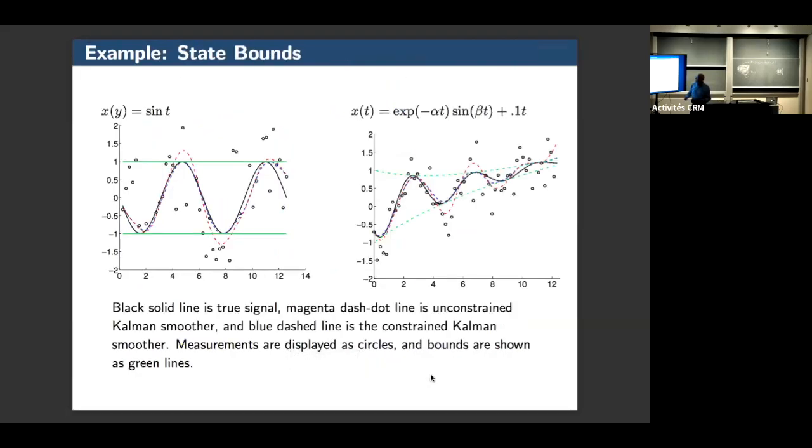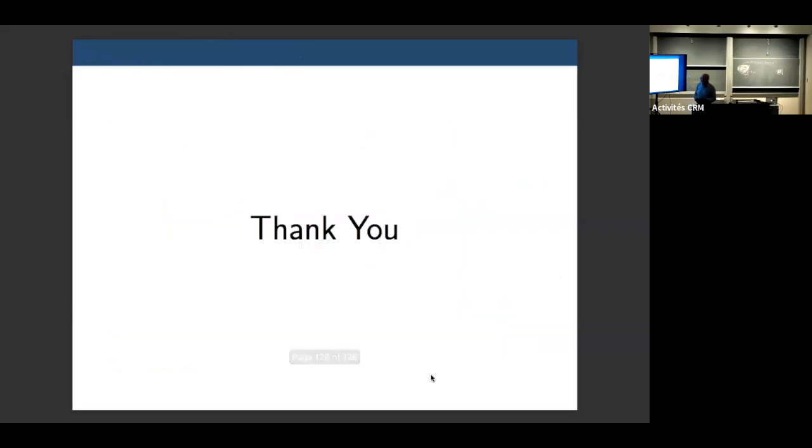And you can have constraints. You can throw them in. You still get a tridiagonal system to solve, a block tridiagonal system to solve. And they can be nonlinear constraints, in this case, linear constraints. And that's it. I think I went over time, but I don't know by how much.